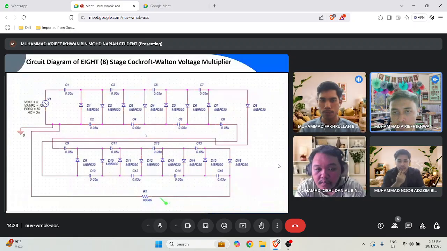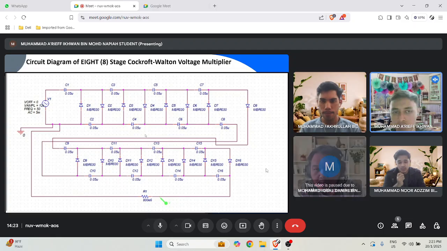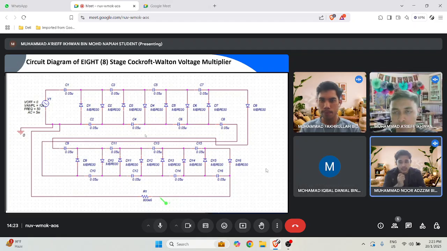Okay, this is the circuit diagram of the 8-stage Cockcroft Walton voltage multiplier. As you can see, there are 16 diodes and 16 capacitors. In order to get the number of stages, 16 over 2 gives us 8. Therefore, this is an 8-stage Cockcroft Walton. Next slide.